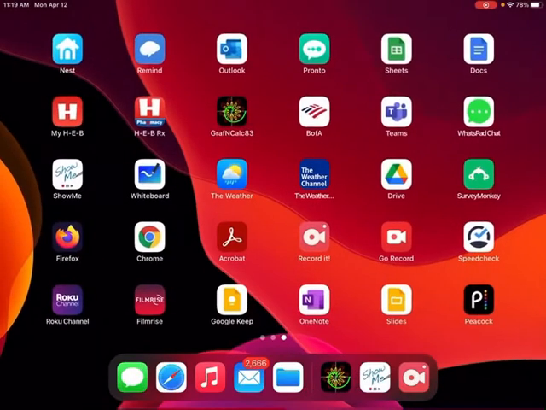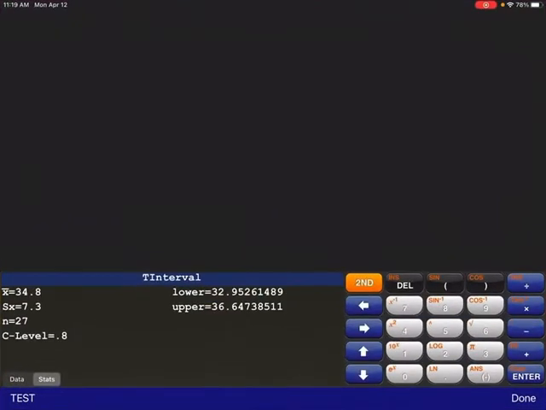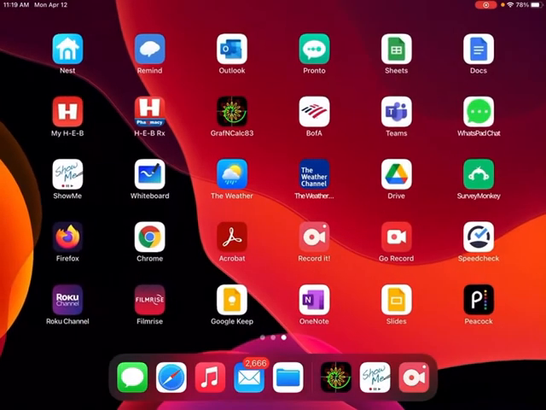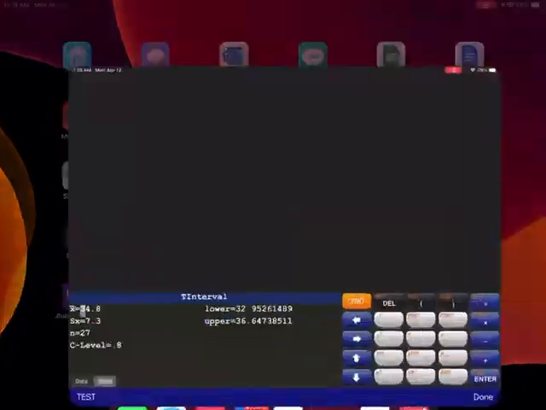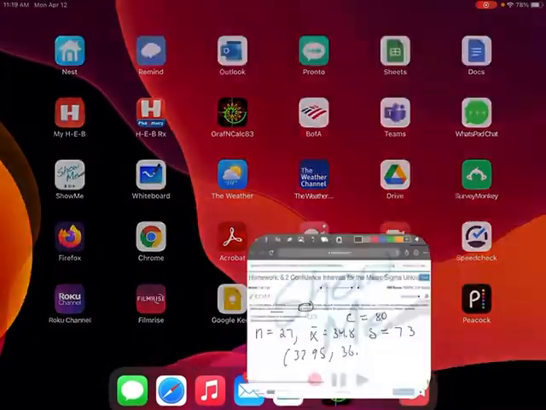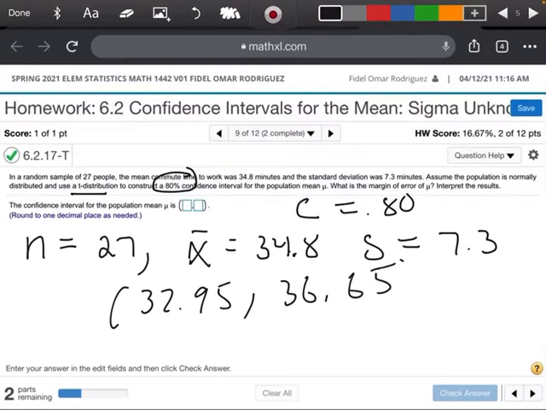So 32.95 and 36.65. Okay, but if I look at the directions, it is telling me to go to 1 decimal place. So with 1 decimal place, this is going to actually be 33, and this is going to be 36.7.